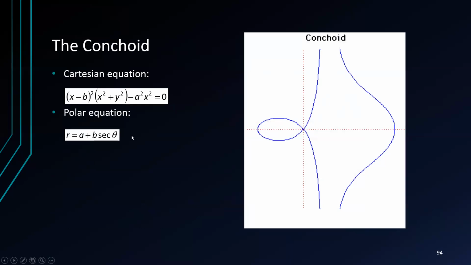Next, the conchoid. The Cartesian equation is x minus b squared times x squared plus y squared minus a squared x squared. Polar equation r is equal to a plus b secant theta.